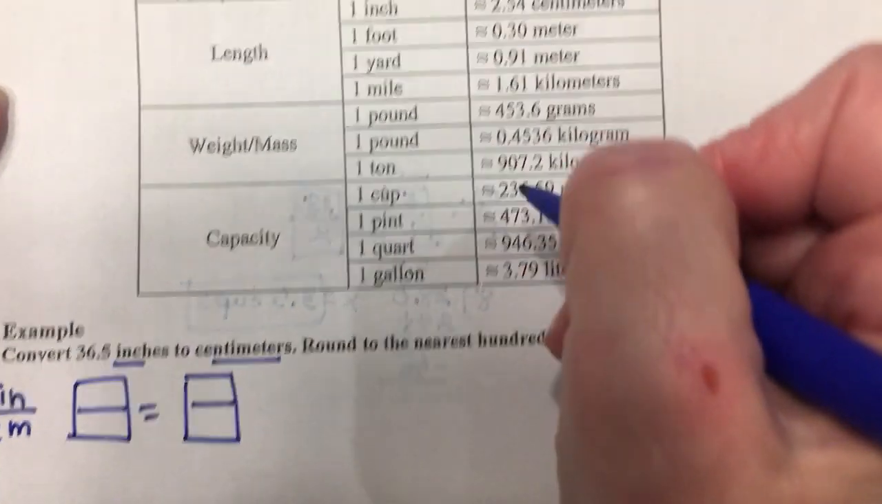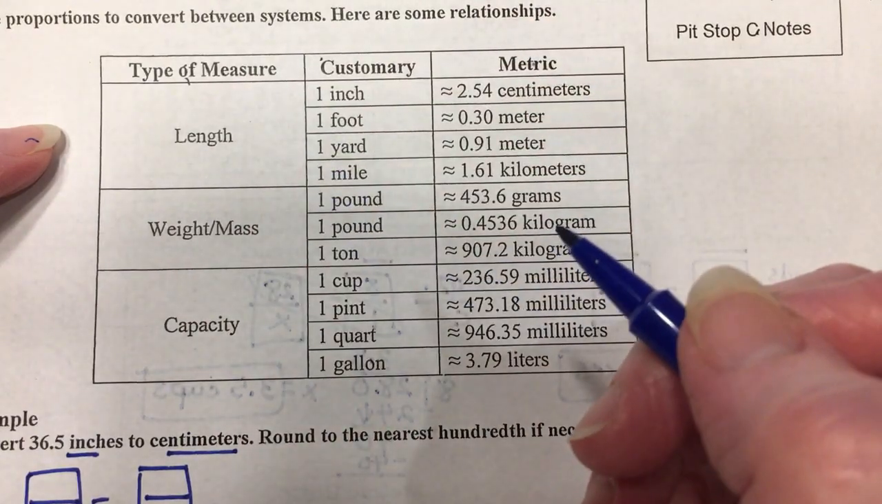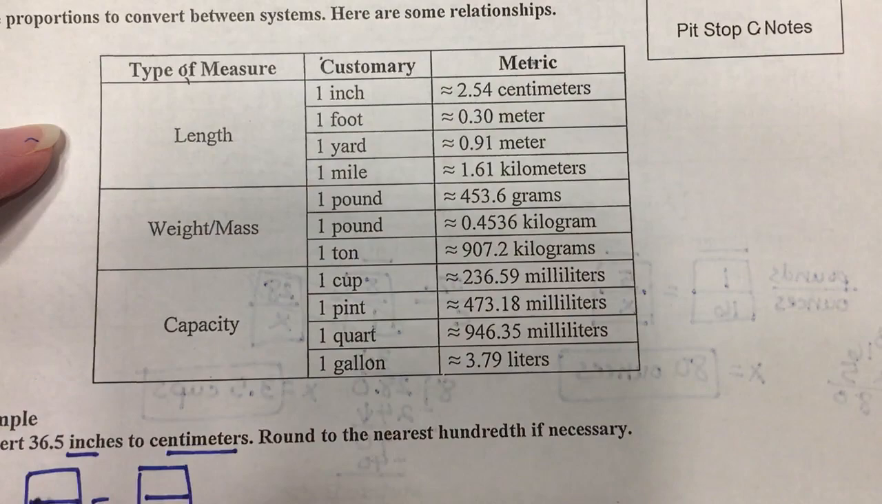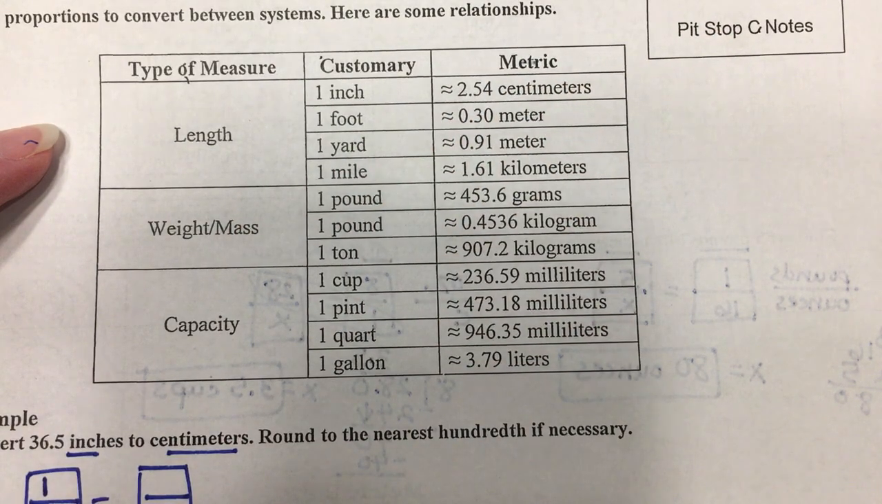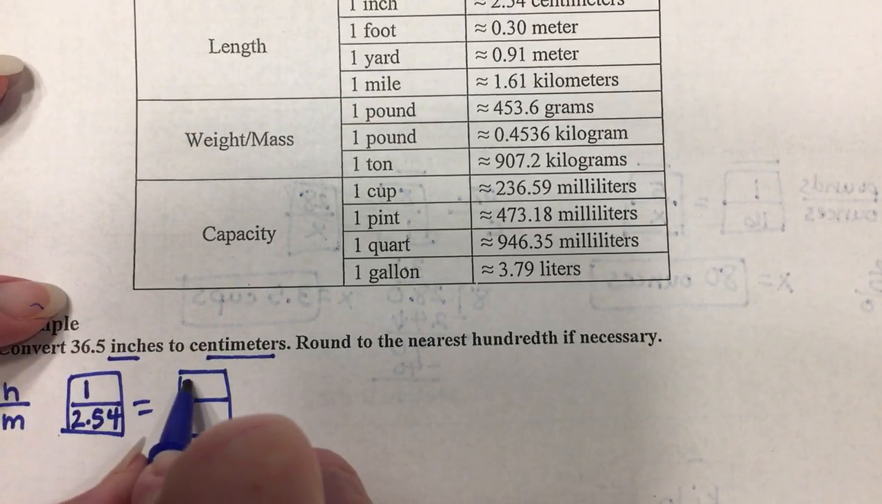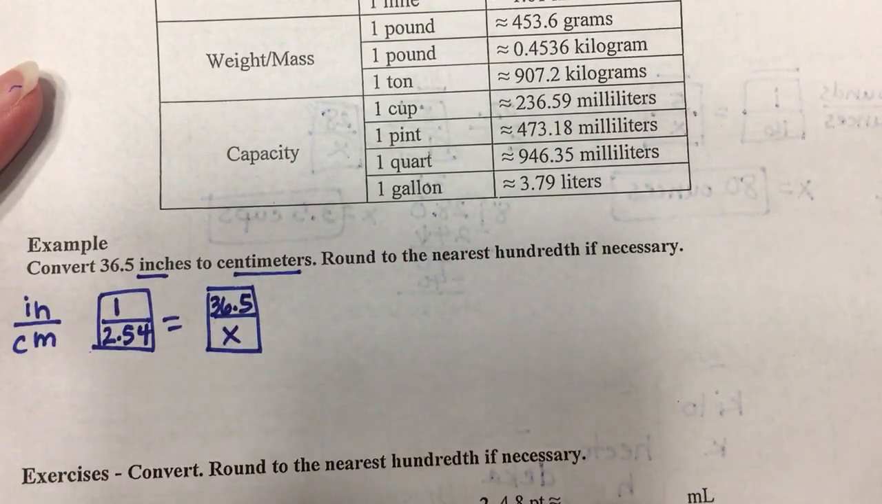We're going to look for the right conversion. So something within here that goes from inches to centimeters. I have inches here, centimeters here. So that's telling me that 1 inch is equal to 2.54 centimeters. I'm going to fill that in as one of my ratios. And then since I'm converting 36.5 inches, that goes on top with the inches. And then x is what I don't know.